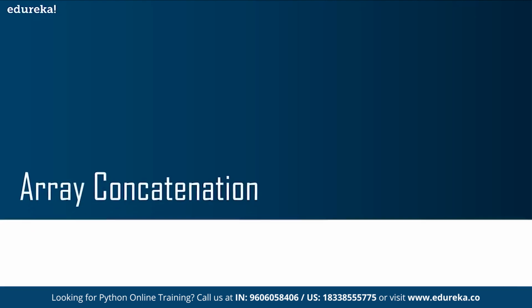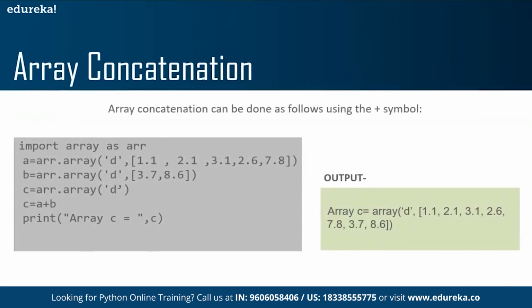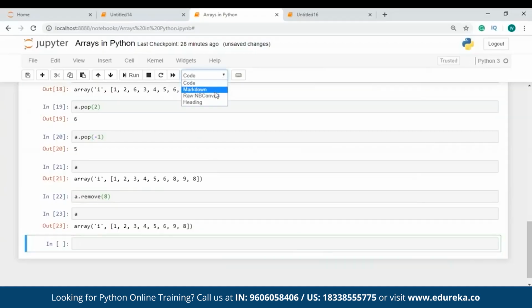Our next operation is array concatenation. Concatenation means joining. So in case you want to join different arrays, you can make use of the plus symbol. As you can see on the screen, I've created some random array A and B, and then I've created some random array C, which is empty. Also make a note that all three arrays have the same type code. And then I've concatenated A and B into my empty array, which is C. As you can see in the output, all the elements present in A and B have been concatenated into my array C. Now let's go to our Jupyter notebook and perform array concatenation.